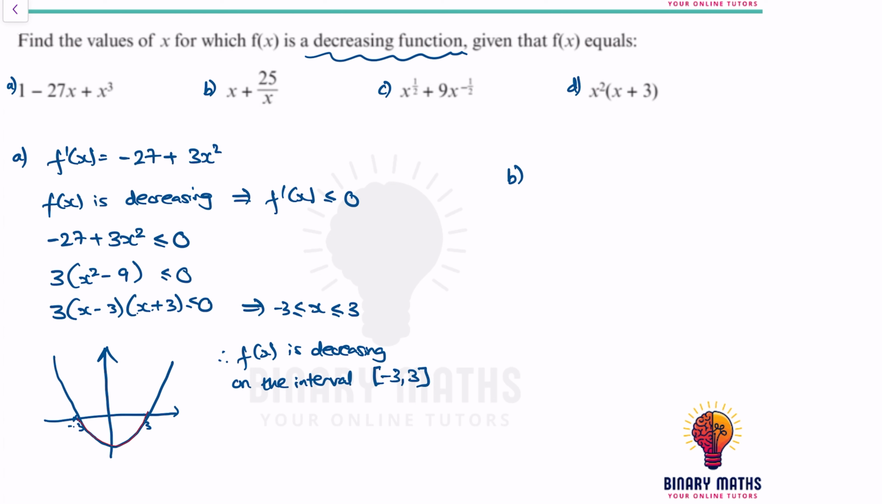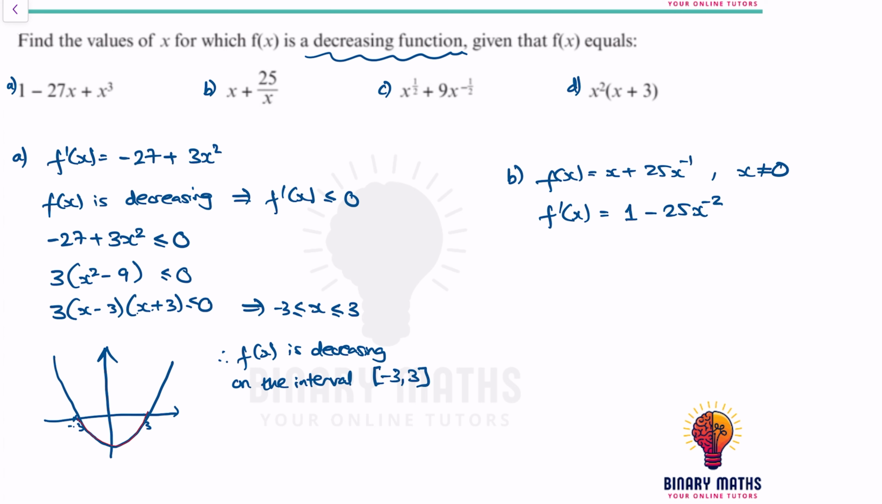Okay, so f of x, if we were to rewrite it, f of x is equal to x plus 25x to the minus 1 in index form. F dash of x will be equal to 1 minus 25x to the minus 2. Now, the important thing here is that you need to know, because it's 25 over x, x cannot be equal to 0, because we can't have 0 in the denominator. So that's an important thing that you should write down.